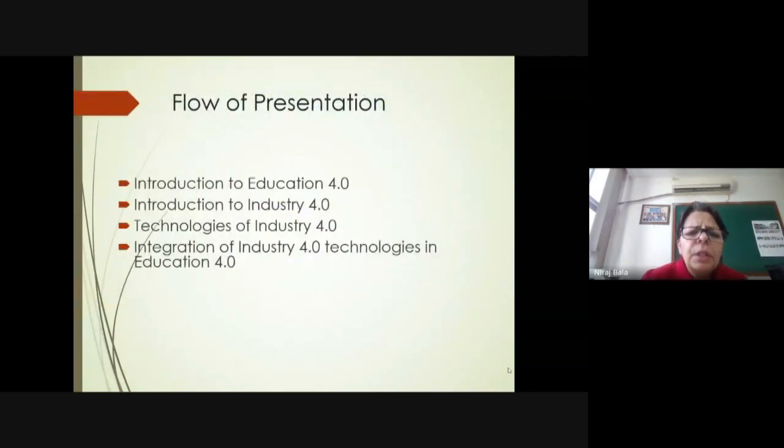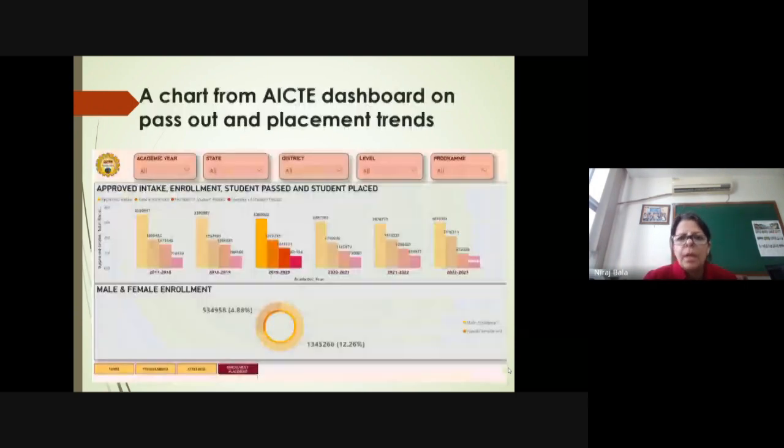Here I will give you the introduction to Education 4.0, then a little introduction to Industry 4.0, the technologies of Industry 4.0, and the skills required for Industry 4.0. I will just give the names here; in the next session, scheduled on Friday, I will tell you in detail the skills required for various technologies of Industry 4.0. Then the integration of Industry 4.0 technologies in Education 4.0. We need to understand Industry 4.0 in order to understand Education 4.0.